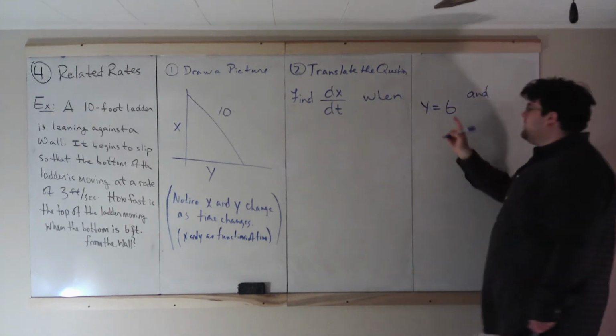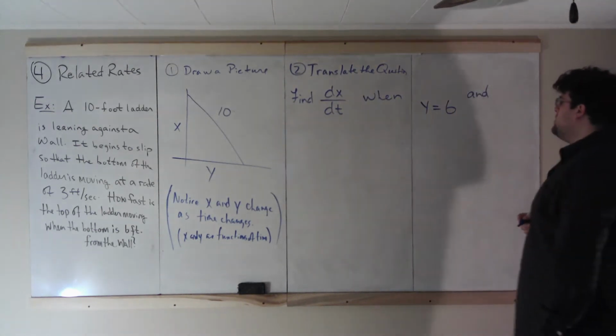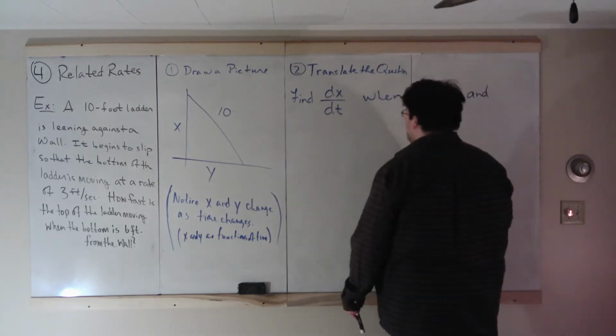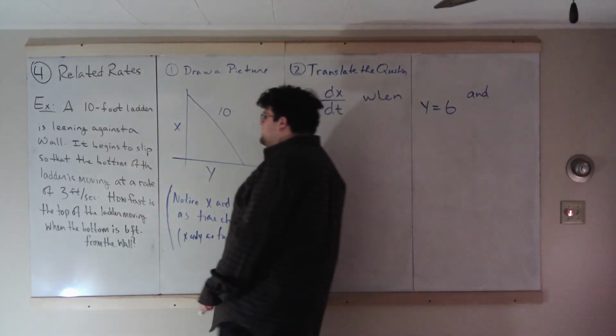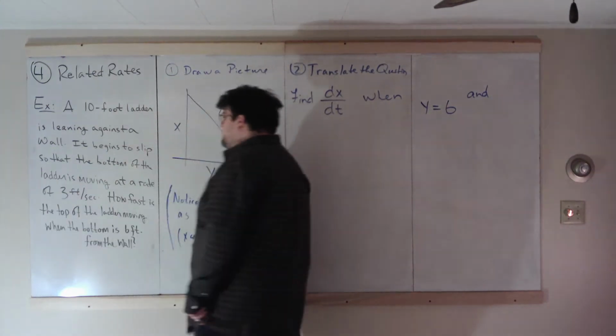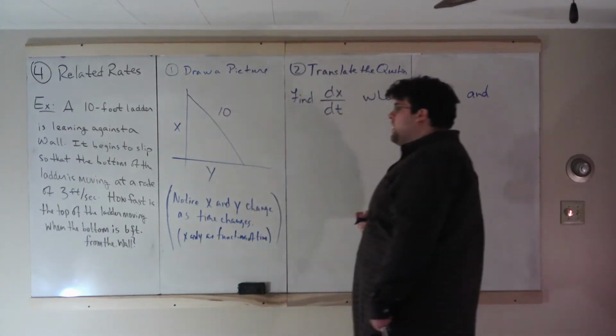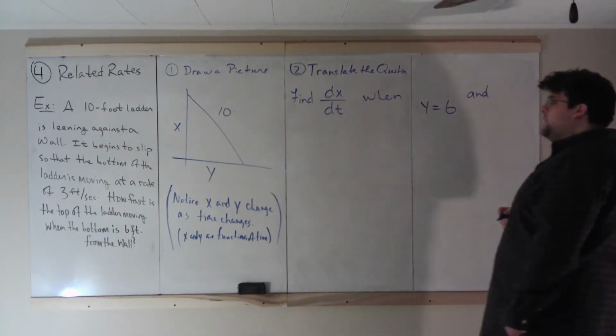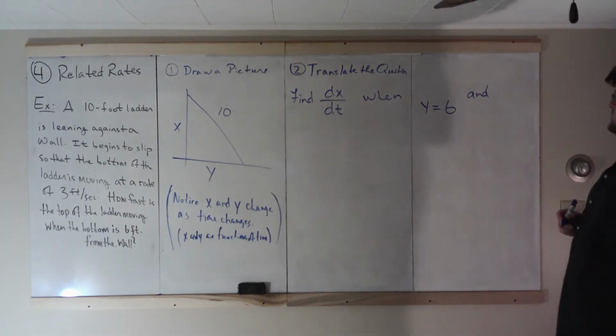I did intentionally write this lower because I'm going to put something else there. But what other information is in here? 3 feet per second. What's 3 feet per second? The bottom is moving at 3 feet per second. Y is changing at 3 feet per second.